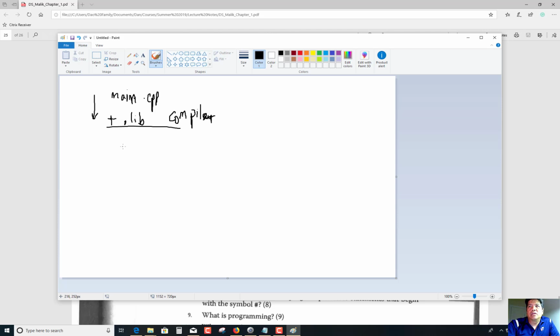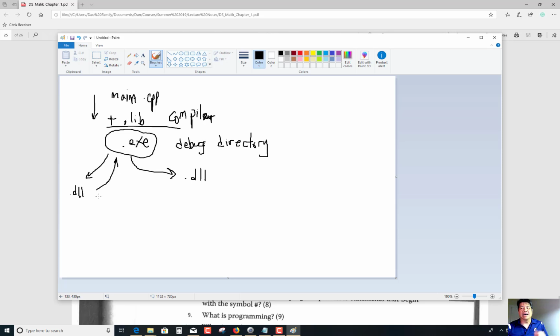Ultimately, if you did this right, you should get what's called an executable, .exe. This executable is stored in what's called your debug directory. It creates it for you. In this debug directory, you will find your executable. When you click on that exe file, it interacts with your DLL, dynamic link file. There are hundreds of these that interact with your DLL, like a big data hive.